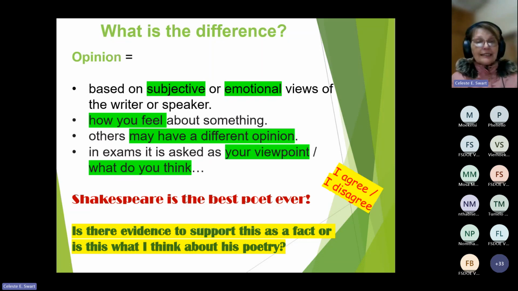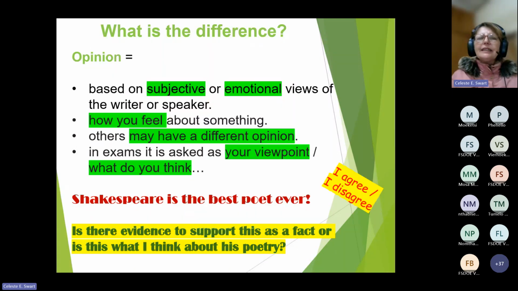So opinion then is subjective. And when I think of subjective, I think of self. If your opinion is subjective, it's self. We shouldn't use redundancy like this, but: I, myself, I think that. So it's emotional views. It's about how you feel about something. Remember, others may have a different opinion to you. In exams, we are usually asked about our viewpoint, or what do you think?